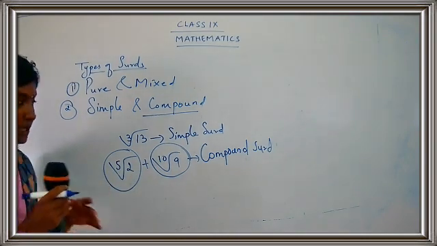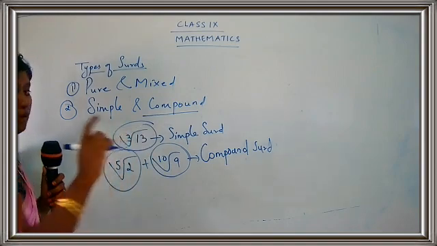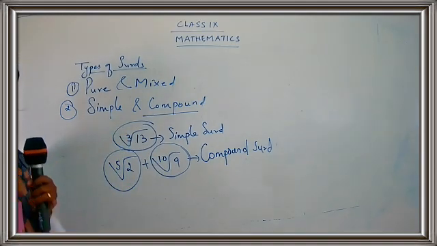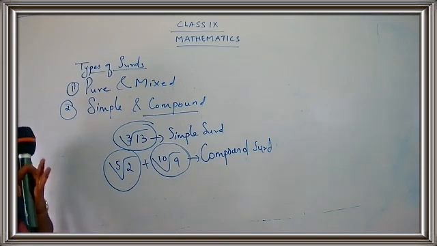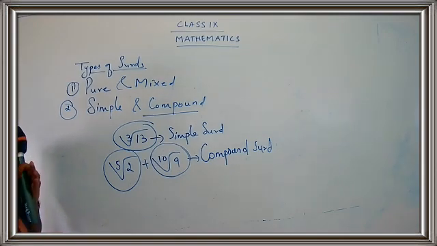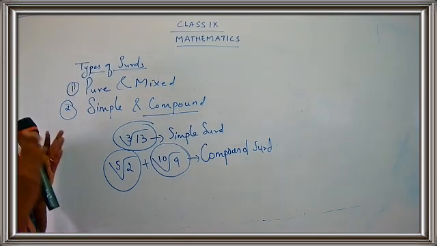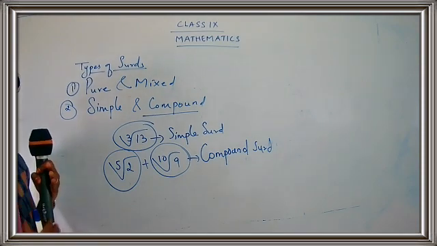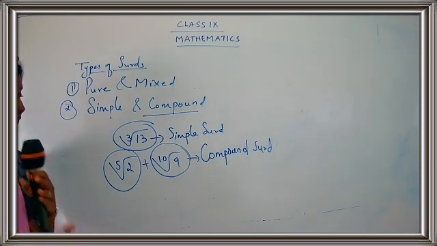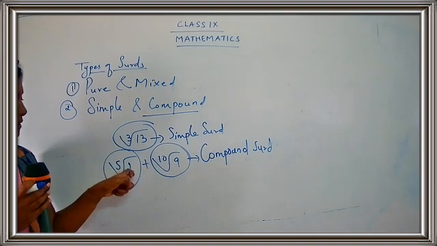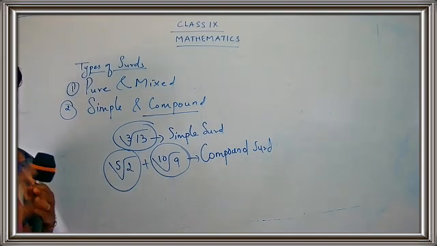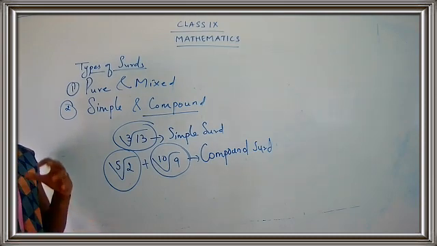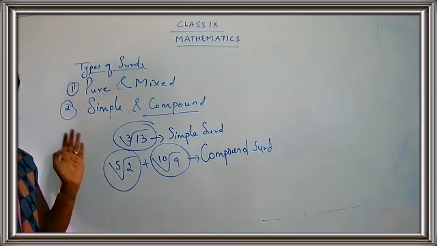Okay, are you getting my point children? For a simple surd, only one term is present. What is the definition for simple surd? A surd which contains only one term, that is called a simple surd. Coming to compound surd, a surd which contains more than one term. Okay, more than one term. But mostly the two terms will include some operations, like you may have an addition sign or you may have a subtraction sign.